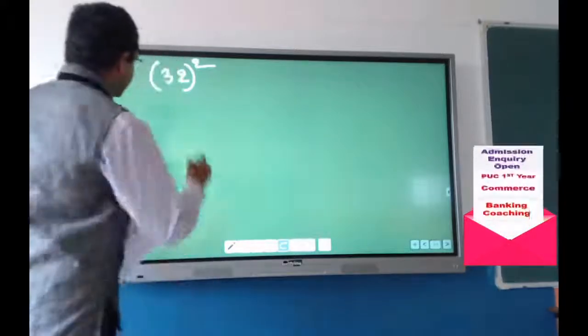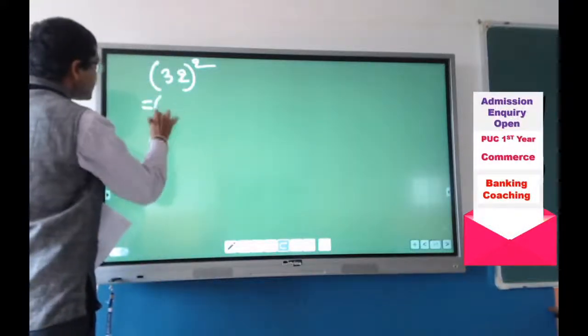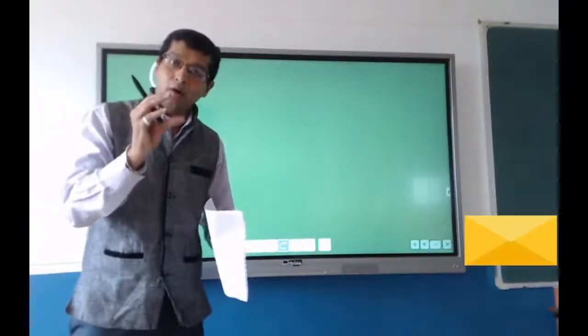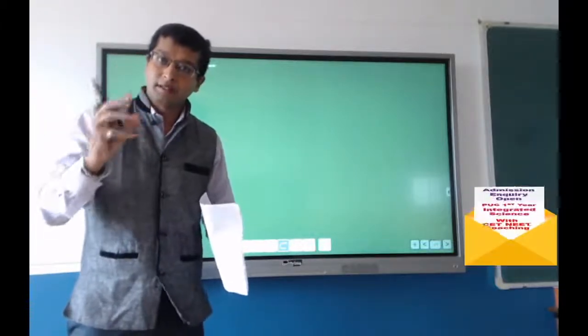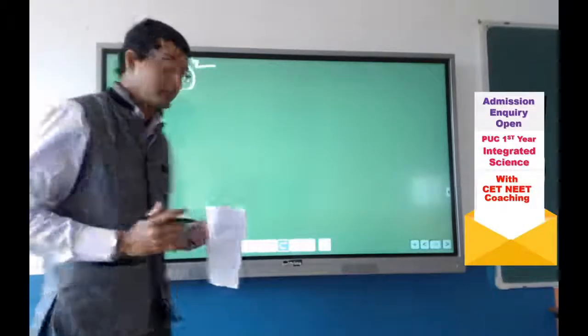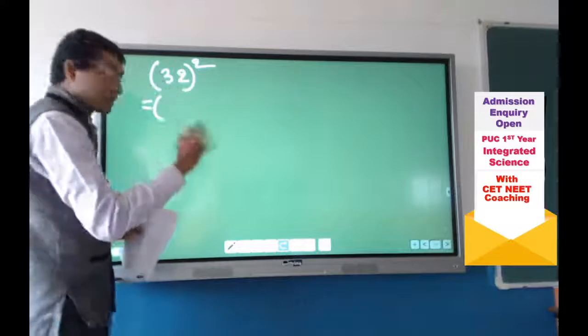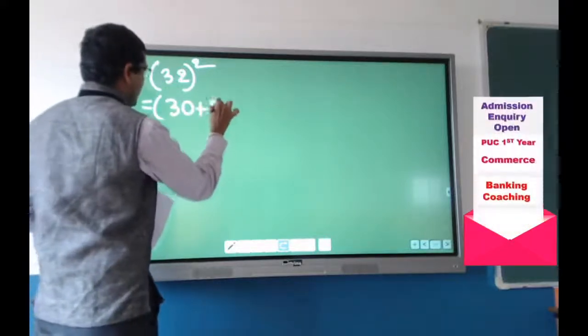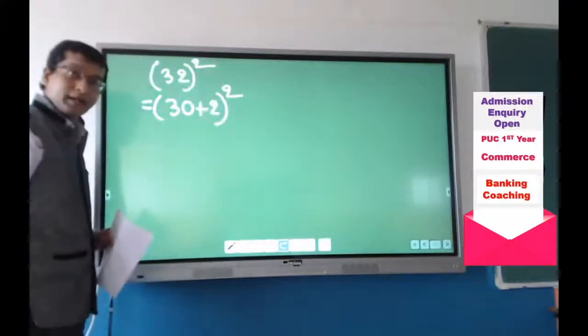So first we will discuss this 32. It is near to which base? 10 or 20 or 30? Below there is a comment box. You should immediately reply to this. So 32 is near to 30. So I write (30 plus 2) whole square.